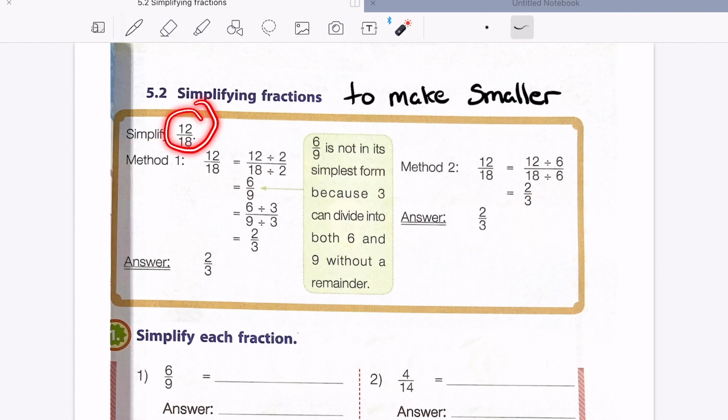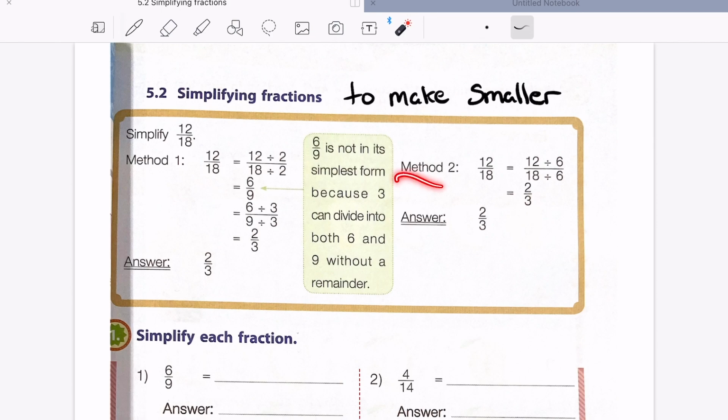Simplify 12/18. Method 1, we can just do 12/18, divide by 2 on the top, divide by 2 on the bottom. We had 6/9. We say 6/9 is not in its simplest form because 3 can divide into both 6 and 9 without a remainder. So we can still divide. So 6/9 divided by 3 equals 2/3. So this is the simplest form. It cannot go smaller.